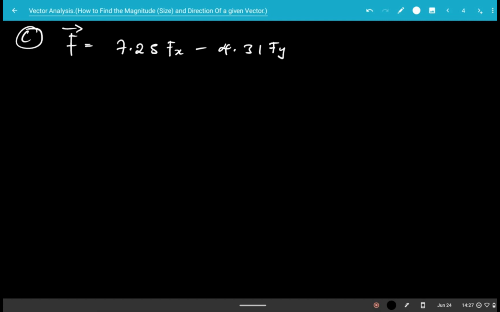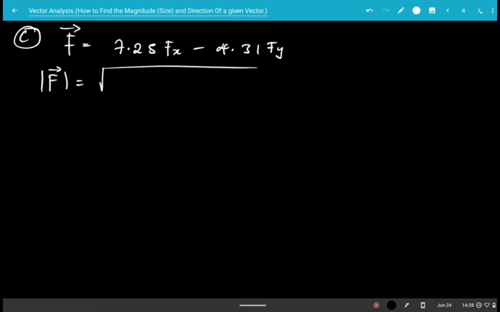I'll be using several notations of how the components can be phrased, and I want you to understand that there are quite a number of ways you can phrase the components, but I, for one, like to use the i and j component notation. But you can use the vector subscript notation, where you say F sub x and F sub y. So to find the magnitude, say the root of 7.25 squared plus minus 4.31 squared, like that.